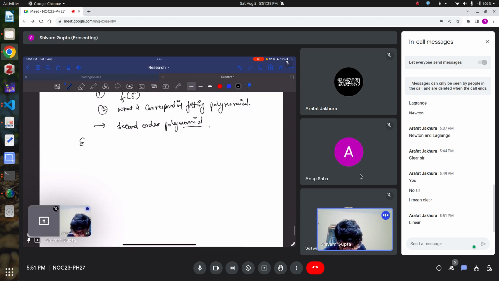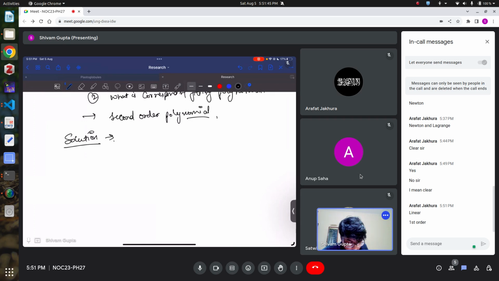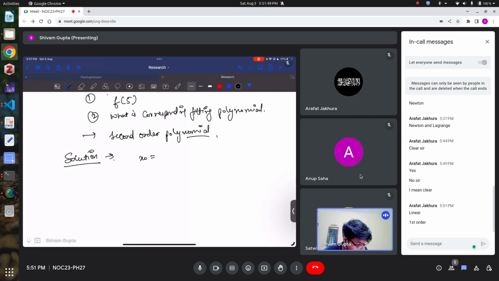Okay, so we'll solve this problem. We have x node equal to 2, f node equal to 9, x1 equal to 6, f1 equal to 7, and our polynomial function should look like this. For x minus 6, for the first value, I should write it like this: L naught times f naught and L1 times f1, and L naught here should be x minus x1 over x naught minus x1. Am I right?